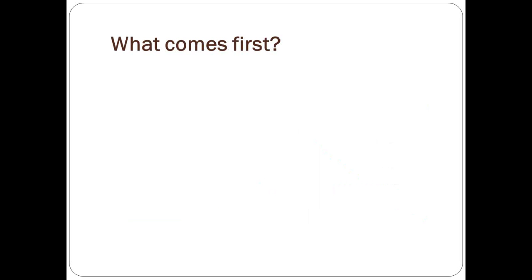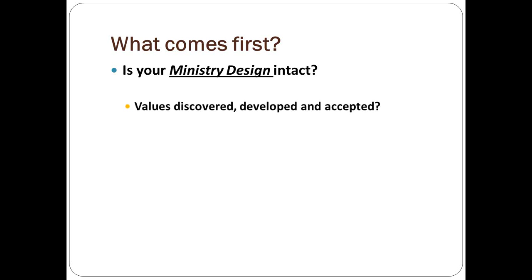What comes first? When you think about selecting the right people for your building project, what comes first? I would ask first, is your ministry design intact? Is it in place? Do you have everything in order? Have you thought through how your ministry is functioning and what form does it take? Were you following a model and then adjusting it, or did you create your own ministry design from scratch? Is it in place?